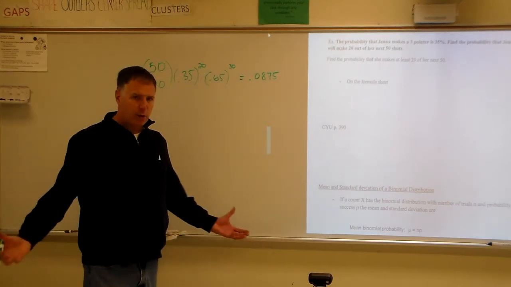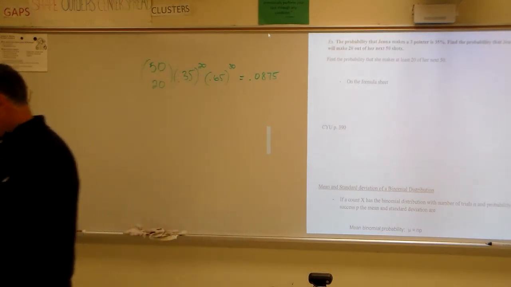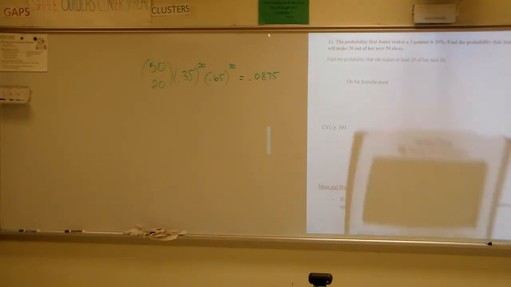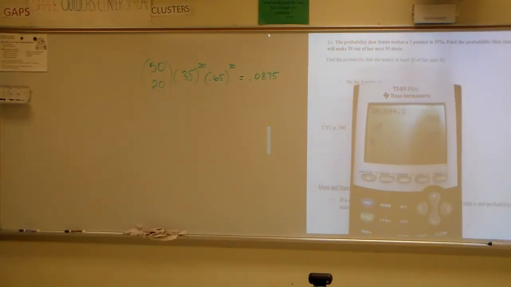Okay, so here's how you do it in the calculator. Write these steps down. These steps are going to make this process a whole lot easier. So what are we talking about? We're talking about a binomial probability distribution.